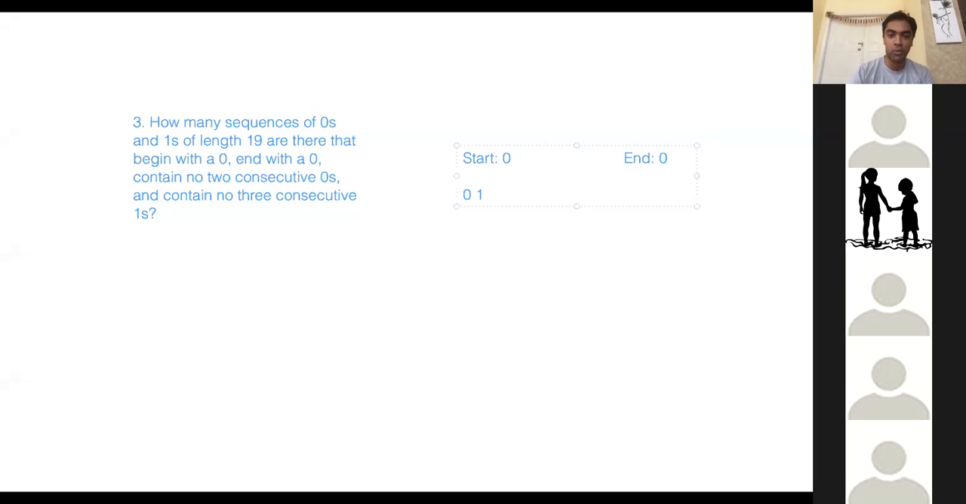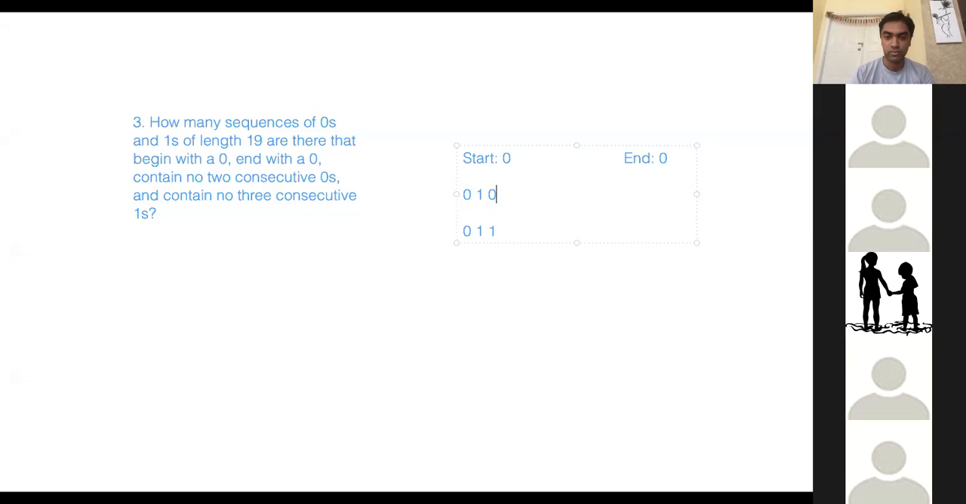So one of them is 0, 1, 0. One of them is 0, 1, 1, right? Now, what about if I had 0, 1, 0, what is the next one after this? What could it be? A 1. A 1, good. Can it be anything else there? No. So basically, once we saw the 0 again, we reset, right?